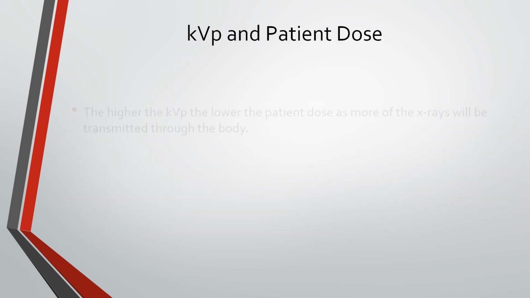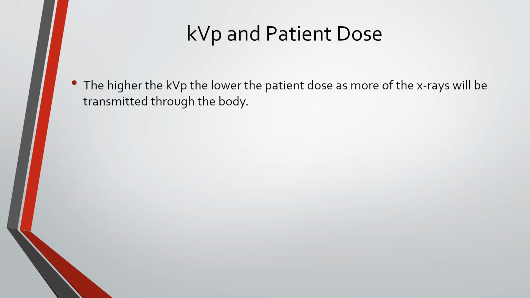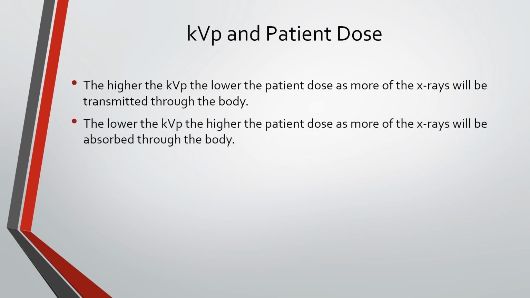KVP and patient dose. The higher the KVP, the lower the patient dose, as more of the X-rays will be transmitted through the body and won't interact with the body at all, because it will have the penetration just to go right through the tissue. The lower the KVP, the higher the patient dose, as more of the X-rays will be absorbed through the body.